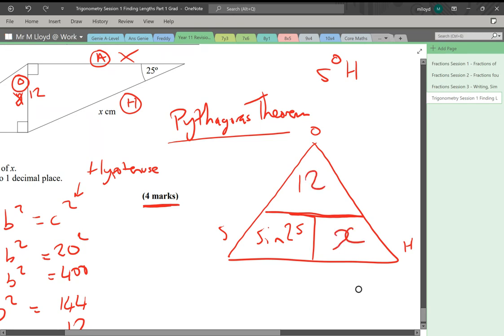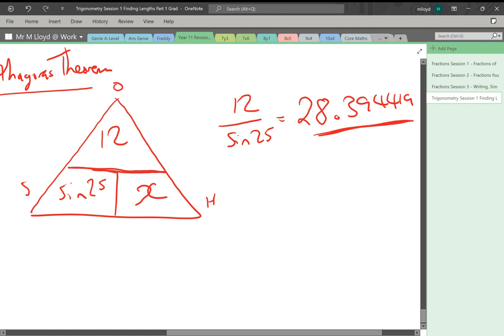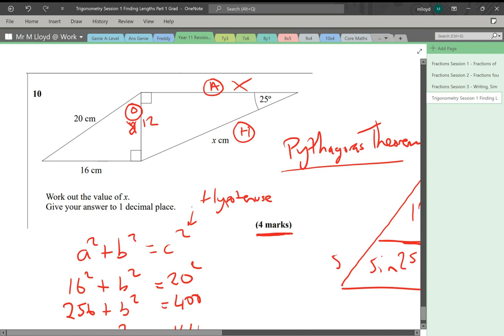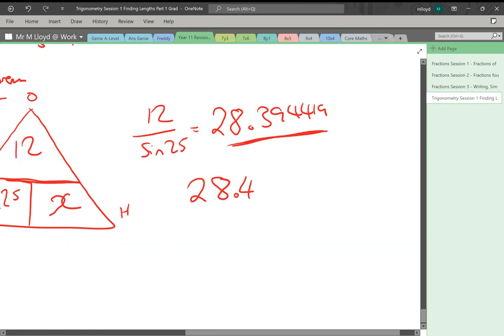So I'm going to ignore that triangle now. Don't need it. I know what I'm doing. 12 divided by sin 25 is going to give us our answer. 12 divided by sin 25. And we've got 28.394419. Always write that, because if you make an error in your rounding, you may get the answer correct because you've put that bit there. But let's check what the question said. 1 decimal place. So we will follow our orders. We will be good soldiers. 28.4 and then units. Centimeters.